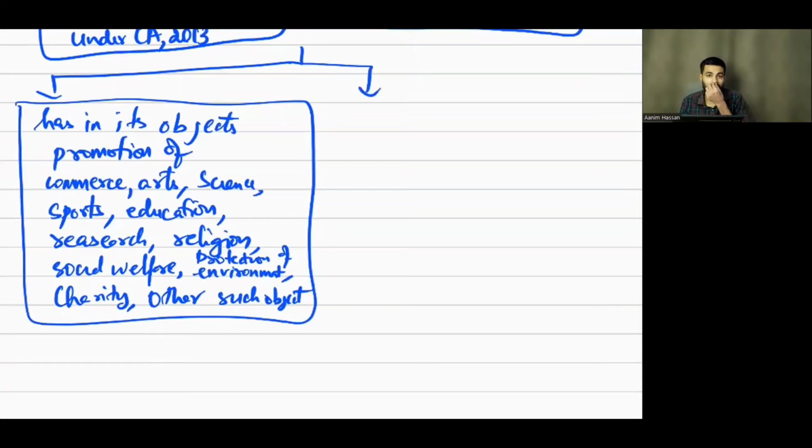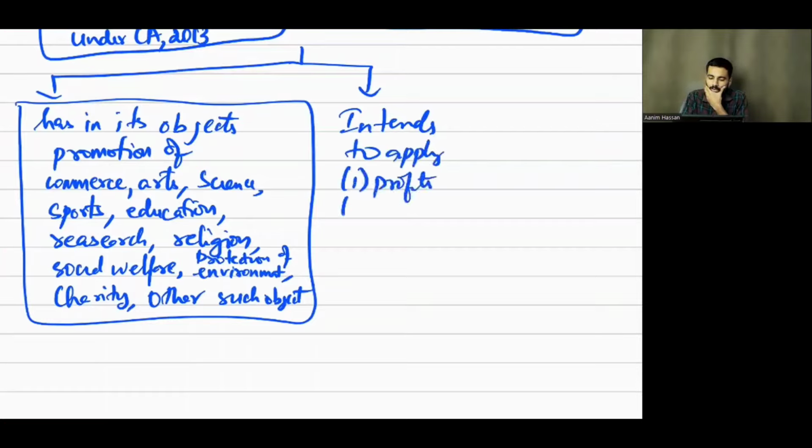Next, the Central Government must be satisfied that it intends to apply the profits or any other income to promote the objects.